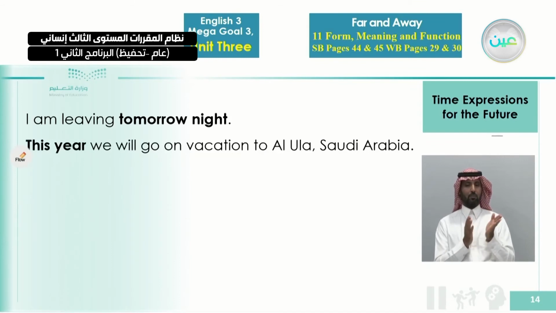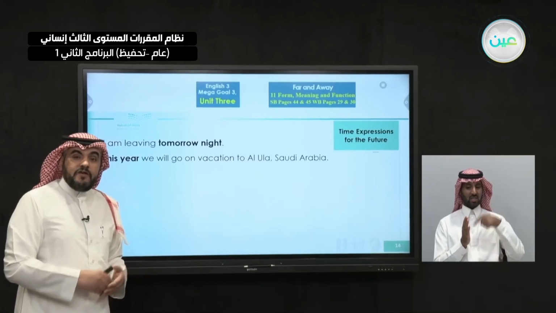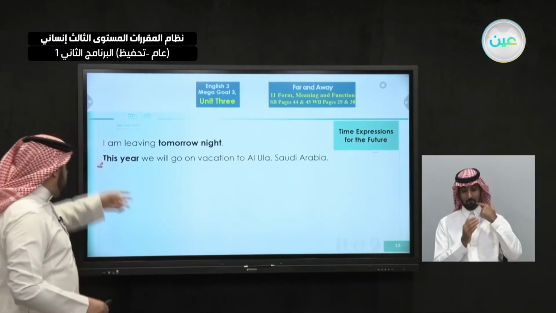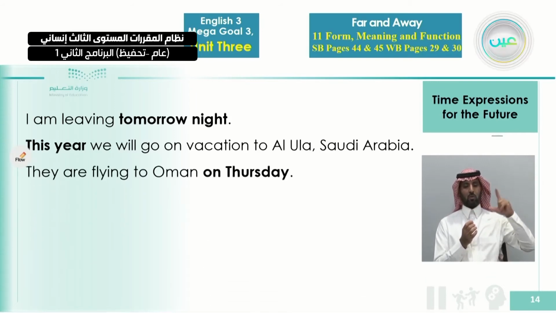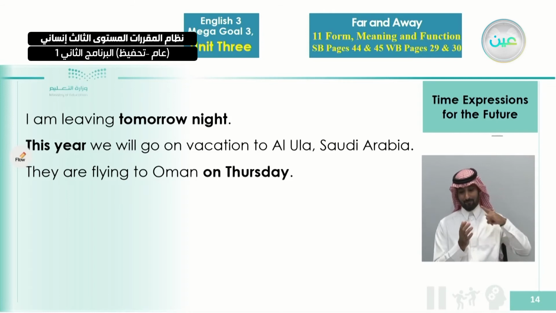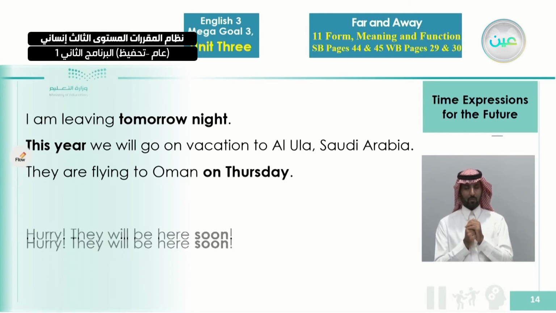Now the other one: this year. If you want to talk about the rest of the year or a future time in the year, we say, this year we will go on vacation to Al-Ula, Saudi Arabia. This year is an expression for the future. Also we have another expression: they are flying to Oman on Thursday. Like we are on Monday, for example, and we are talking about the next Thursday, we say on Thursday, that means the next Thursday.